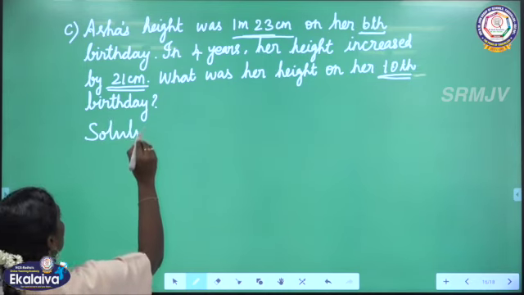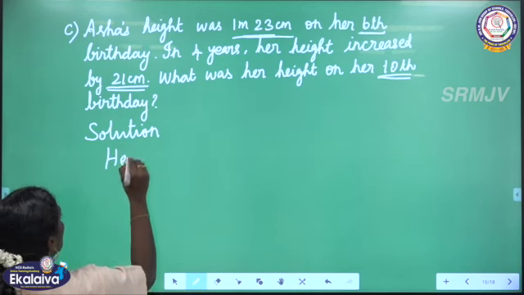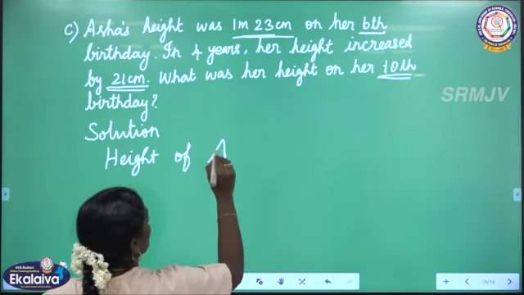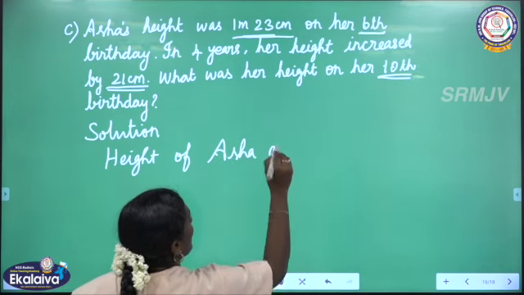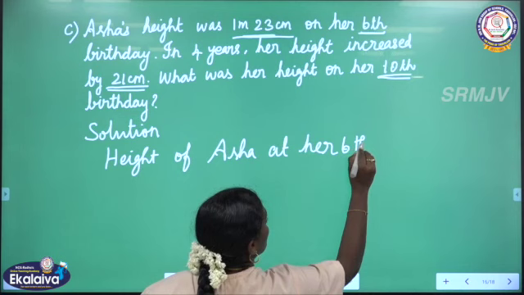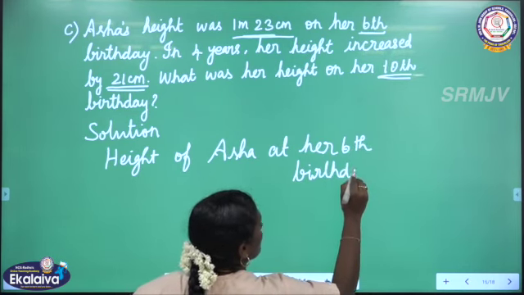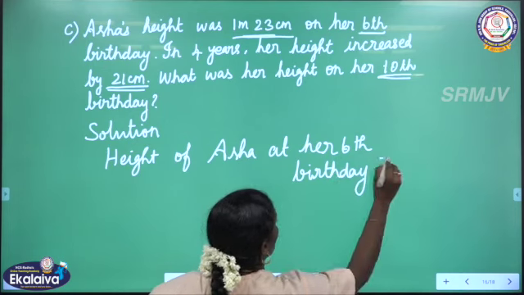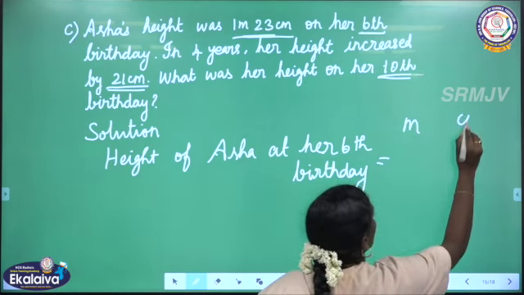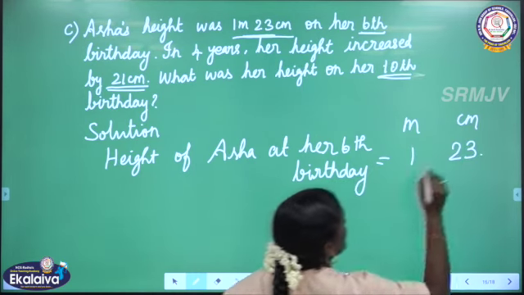Solution. Height of Asha at her 6th birthday. Here we have to arrange it as meter and centimeter. 1 meter and 23 centimeter.